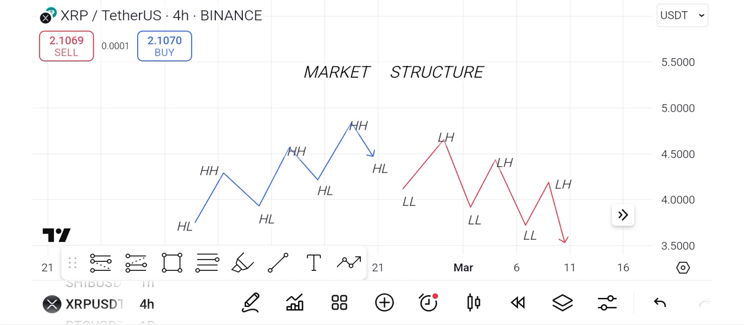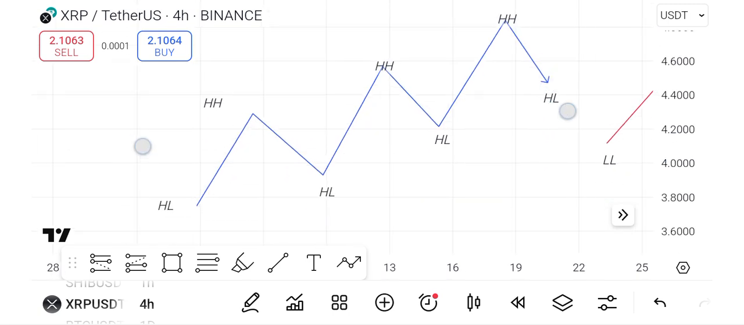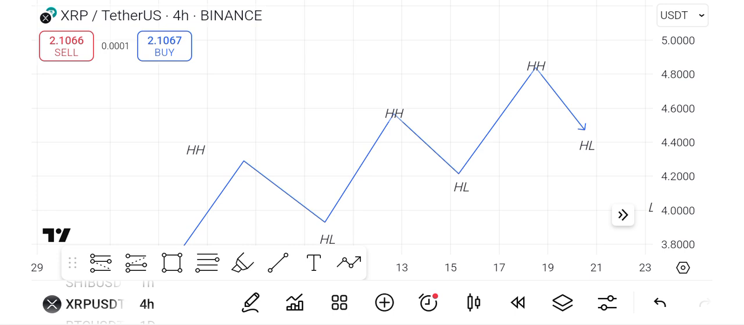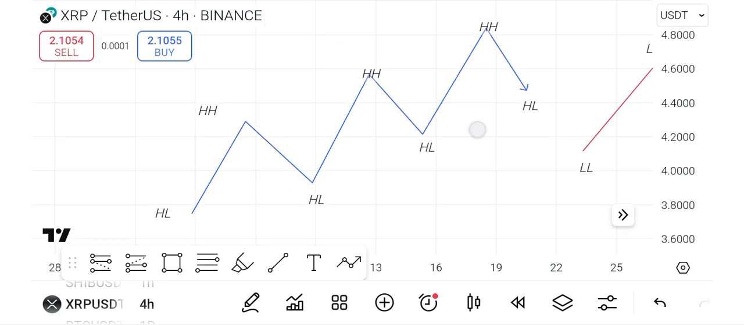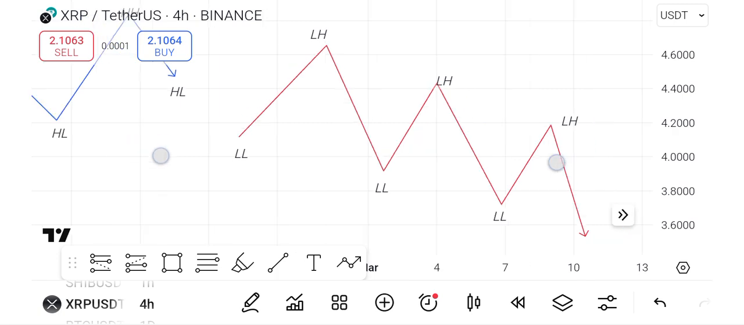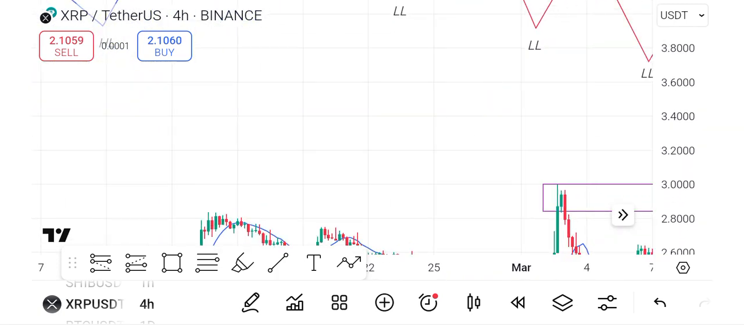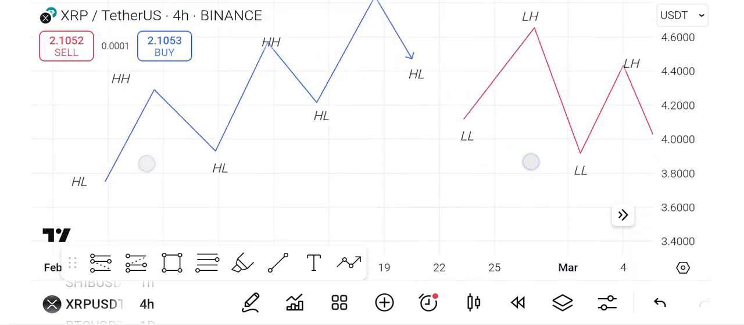So let's go straight to business. In markets, we have, let me say, three types. We have the trending market, which can be bullish, which is uptrend, or the bearish market, which is downtrend. And we still have the ranging market. The market is moving sideways.